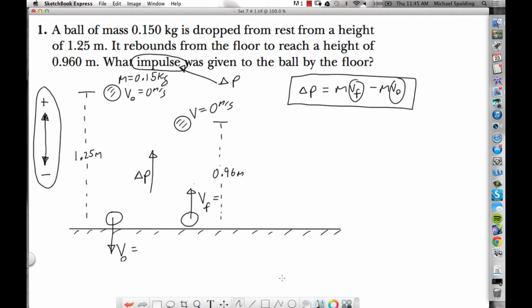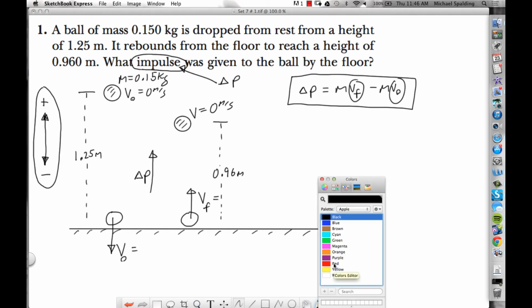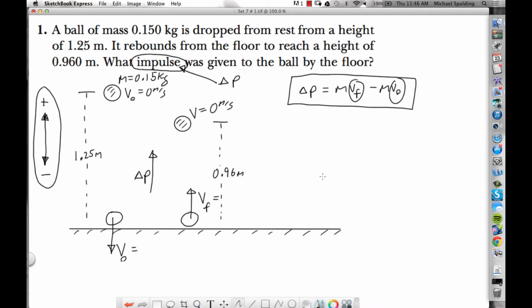So I think the easiest way to do this, I'm going to change my color, go to red, is with conservation of energy. You could also do it with kinematics, but I think conservation of energy is easier. So what type of energy does the ball start with? Potential. Potential of gravity. And that's with the 0 point down here. So it starts with potential, ends with kinetic. Those will be perfectly equal because the only force in between is gravity.